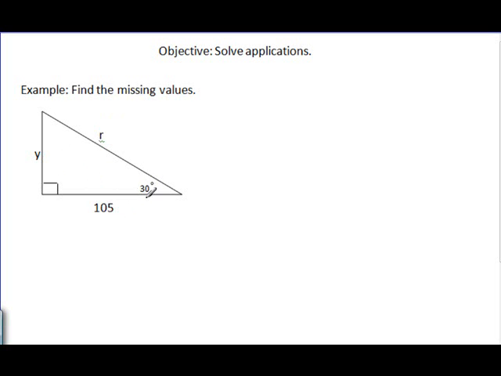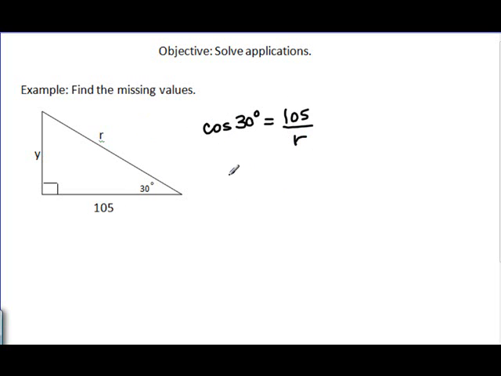So if I know an angle, I know the side adjacent, I don't know the opposite, nor do I know the hypotenuse, I'm wanting to use the trig functions that have the adjacent in them. Well, I know that cosine has adjacent over hypotenuse, so cosine of 30 degrees would have to be equal to the adjacent over hypotenuse, which would be 105 over r. So I can use that relationship to find out what the value of r is.